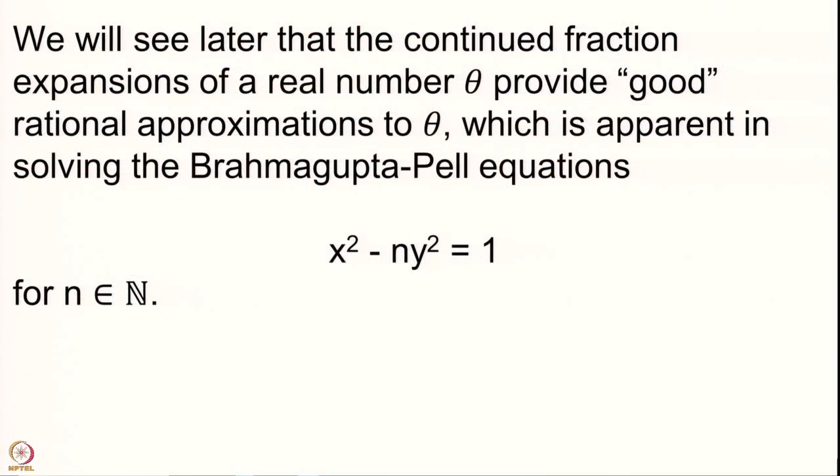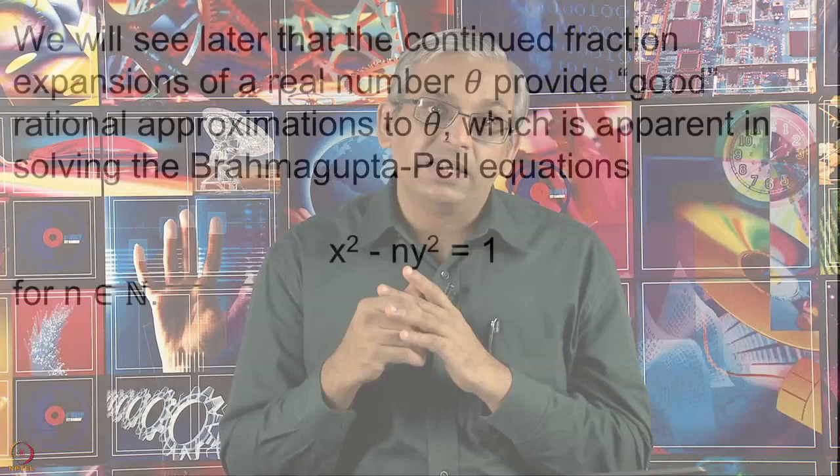But I must also tell you that there are the Brahmagupta-Pell equations, which are x square minus n y square equal to 1, and you let n vary over integers. We are going to construct explicit solutions to such equations. So, the point is that n is given, n is a fixed natural number, and we consider the equation x square minus n y square equal to 1, and the question is to determine the set of integers x comma y satisfying this property.